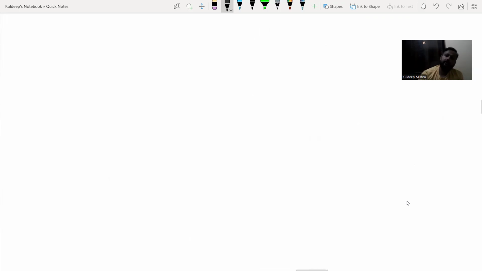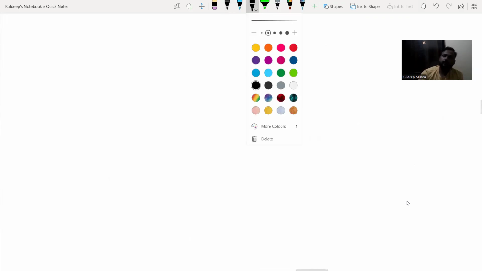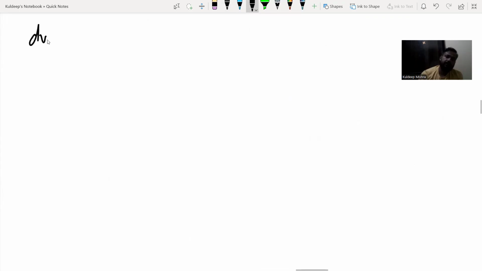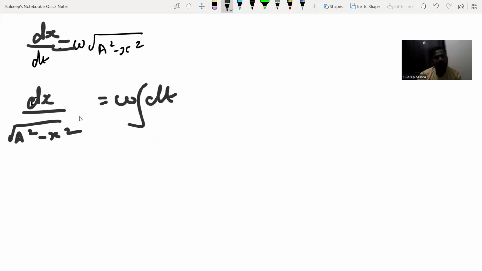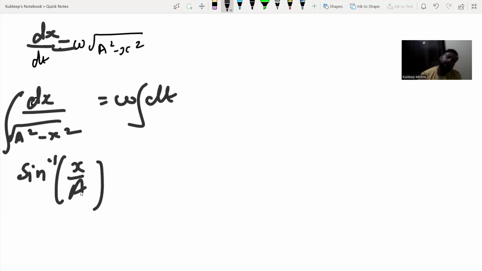Now let us talk about displacement. So we found that, let us consider only the magnitude, omega under root a square minus x square. Sorry, not dv by dt, this was velocity. So it is dx by dt, right? dx by dt is this. So dx upon under root a square minus x square is equal to omega dt. Again, integrating both the sides, this is sine inverse of x upon a is equal to omega t plus a constant of integration phi.